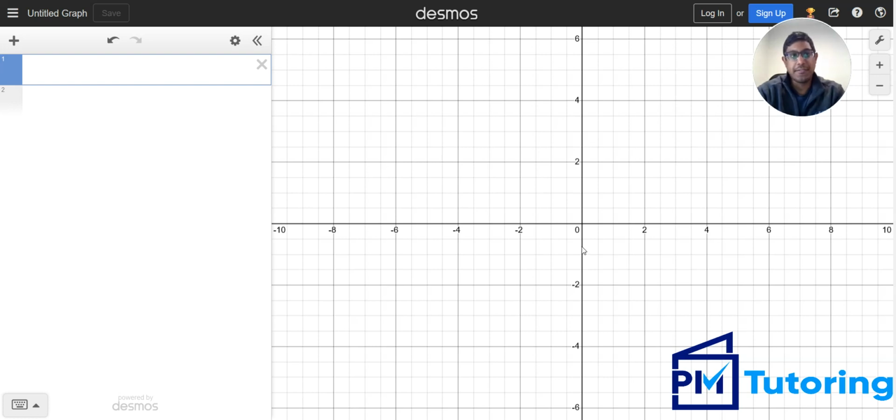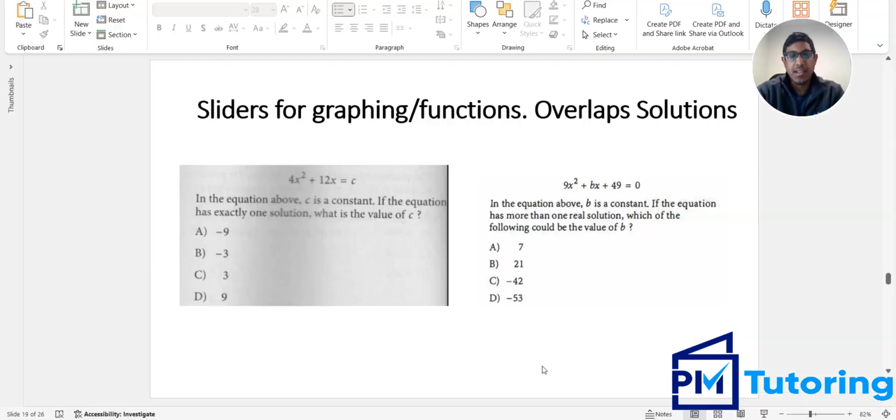Sliders are also great for playing around with constants and functions to figure out what kind of difference it makes on a function. Let's try a couple of examples over here. So this kind of overlaps the solutions video a little bit, but now we're testing quadratic expressions. So in the equation above, c is a constant. If the equation has exactly one solution, what is the value of c?